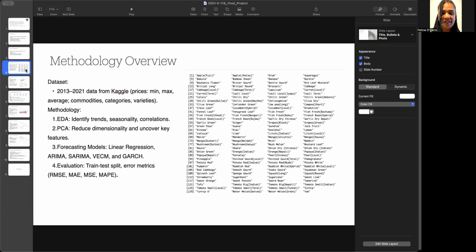Some of the forecasting models that I explored were linear regression. I looked at linear regression because, with all of these different commodities, I wanted to explore and see what relationships exist among commodities as well as with other variables.